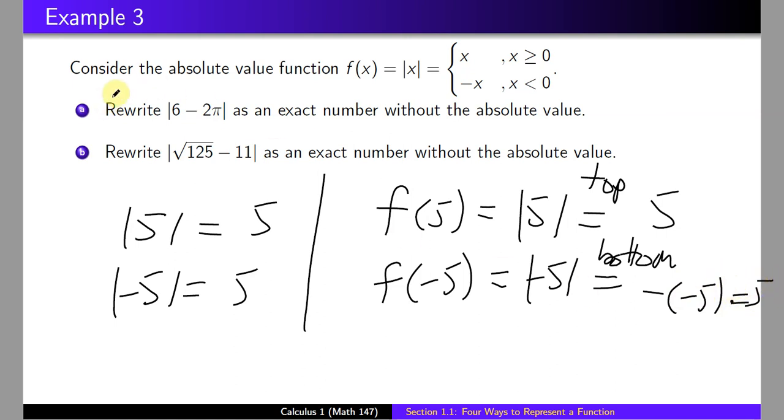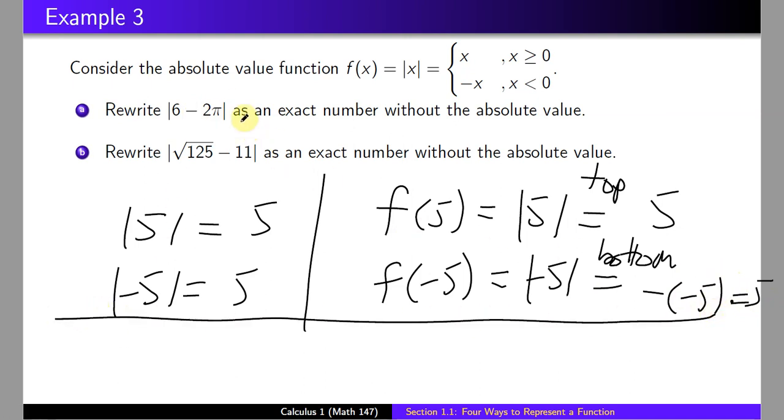Now we're going to do the same thing here with these two numbers. We'd like to be able to rewrite this as an exact number without an absolute value. Now let's first just see what this is approximately. So 6 minus 2 pi. Now if you remember from your pre-calc or trig class, pi is approximately 3.14, and when you double it, you're going to get 6.28.